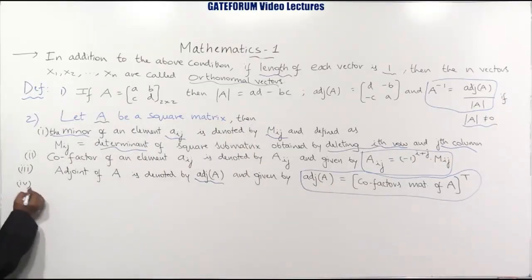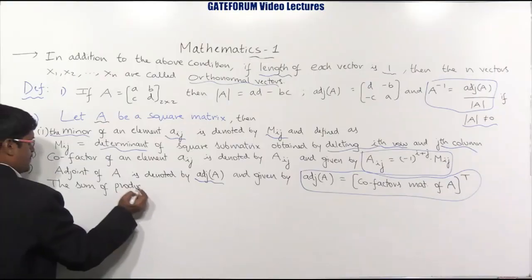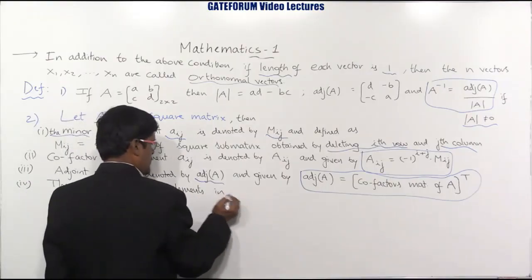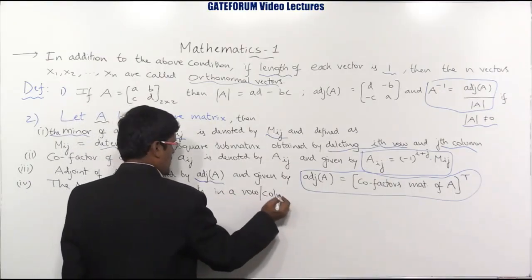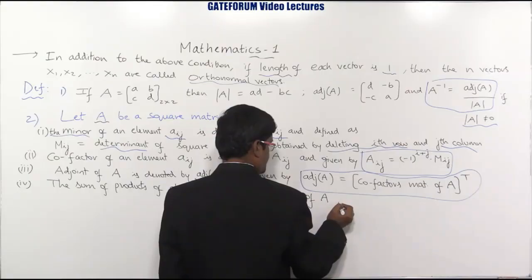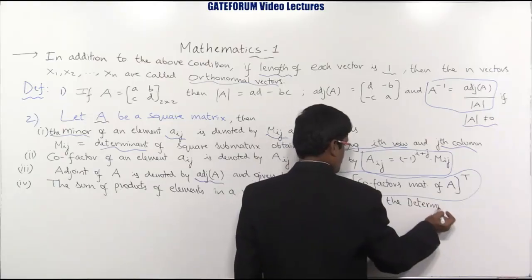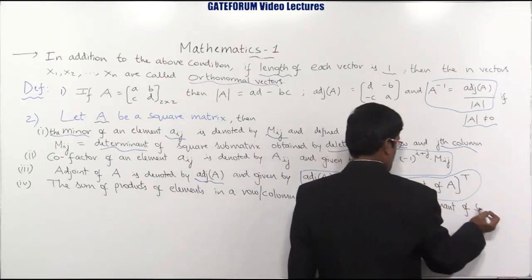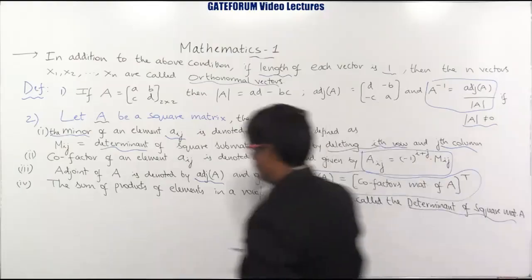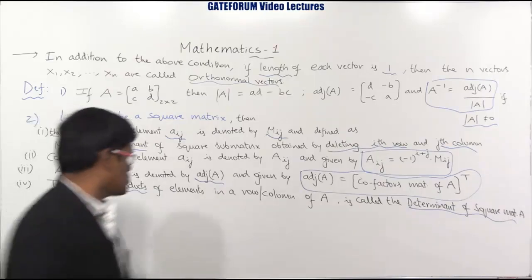Number 4. This is the determinant definition. The sum of products of elements in a row or column of A is called the determinant of square matrix A. So I missed that one word, kindly excuse me.